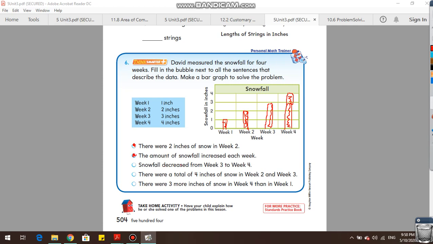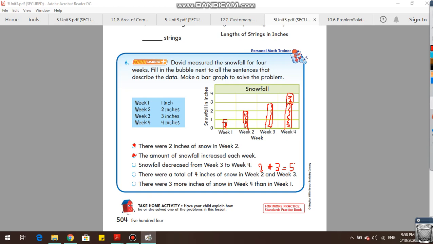Now, snowfall decreased from week 3 to week 4. Decreased, it becomes smaller from week 3 to week 4. No, it become bigger. Next one, there were a total of 4 inches of snow in week 2 and 3. Week 2 and 3 means I will add the number in week 2 and the number in week 3. Number in week 2, it was 2, and number of week 3 is 3. 2 plus 3 equals 5. So the total was 4? No, it was 5, so I'm not gonna choose it.